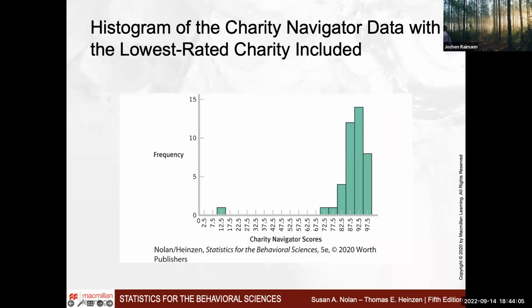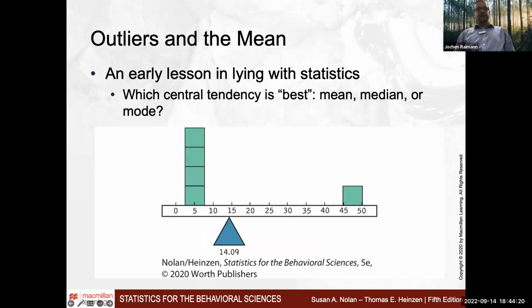So when you look at a charity navigator score, this is the charity you don't want to invest your money in or donate money to because they are doing something fishy with that money. It's one possible interpretation. So outliers are basically affecting your data. If you have very low values, this will skew your central tendency.